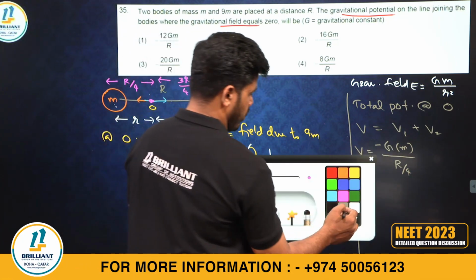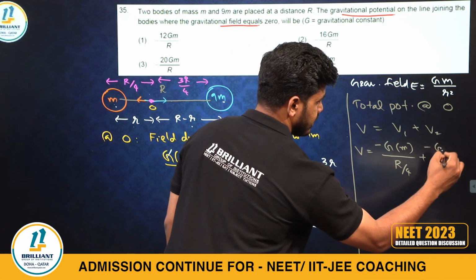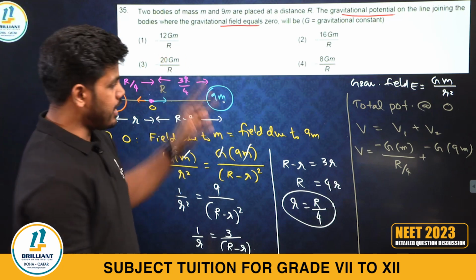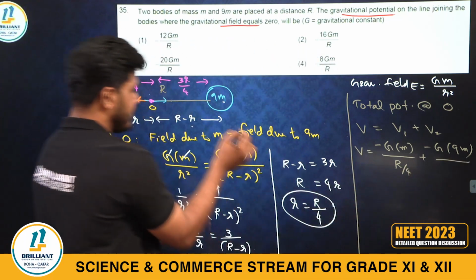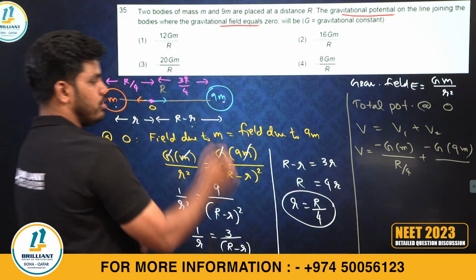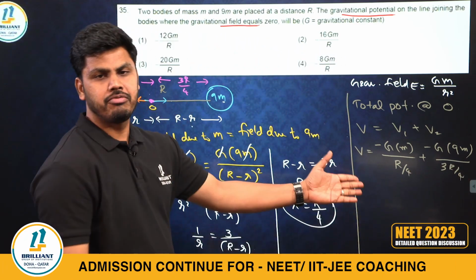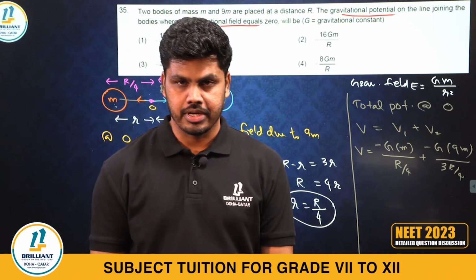And what about the second one? Minus G into 9m. The second mass is 9m, divided by the distance from 9m to the point O, which is 3R by 4. Simplifying this, you will get one of the correct options.